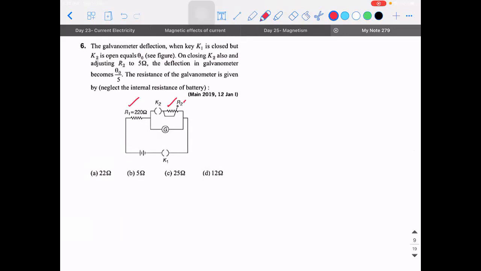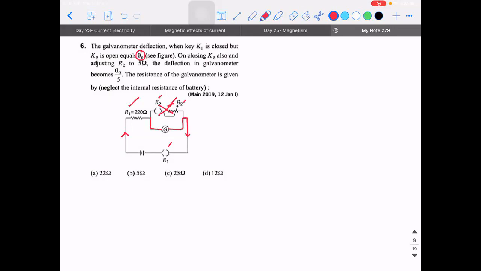So there are two keys, K1 and K2. Now both are in open condition. Now they're closing the K1 key. Then what will happen to the current? The current will go through R1 and pass through the galvanometer, and then come off, because this part will be an open circuit. The deflection shown by the galvanometer, if I call it theta naught, let's say it has gone to 20 divisions and it is stopping.